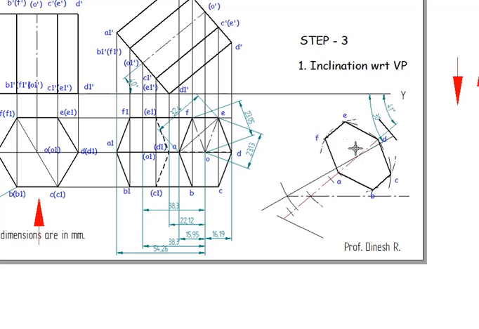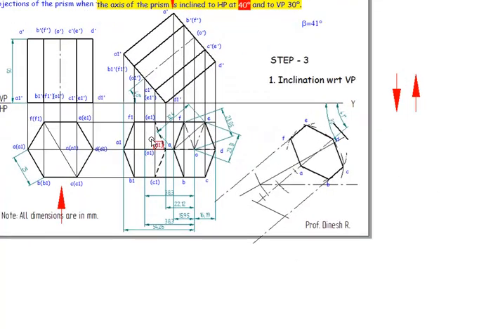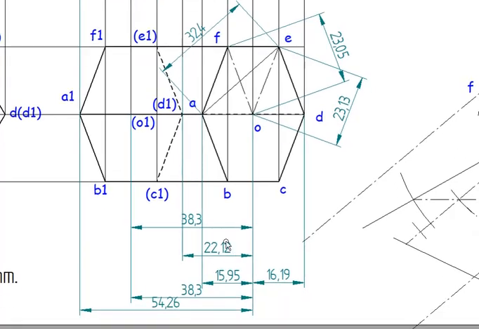So from here I'm going to draw a line of any length, and this should be parallel to this line. After drawing it, the axis length from O to O1 is equal to 38.3, which means even B to B1 should also be equal to 38.3. All the lateral edges will be measuring 38.3.